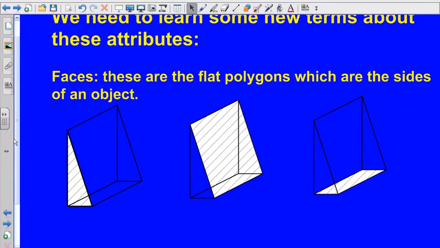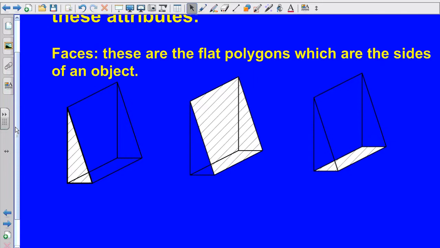So let's take a look at the first one. The first term I want to talk about is called a face when we're talking about an object. A face. Now you take a look at these particular objects here. You can see that there are 3 faces which are there to be described, right?